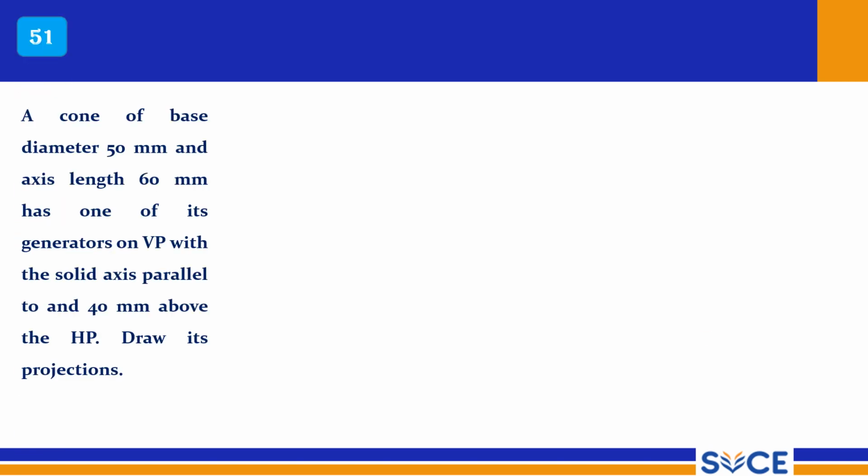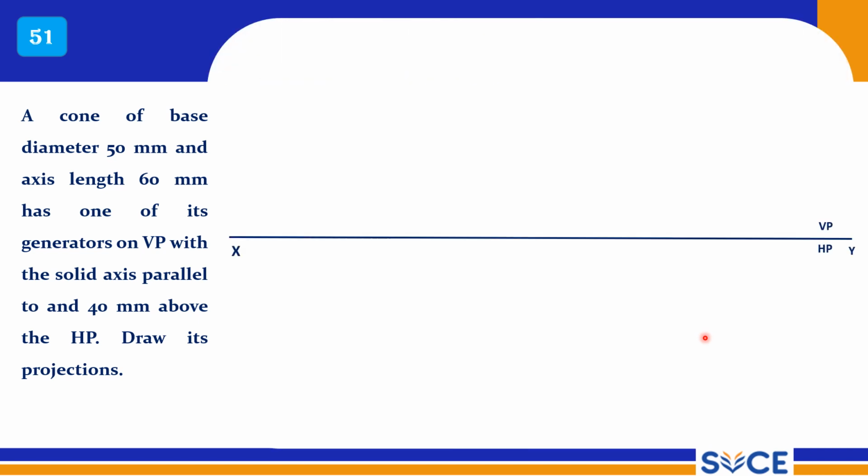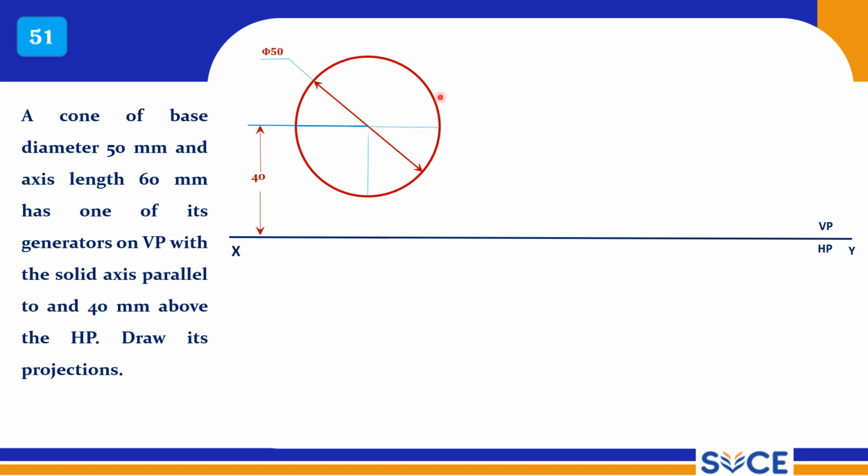A cone. It is a cone of base diameter 50 mm and axis length 60 mm, has one of its generators on VP with its axis parallel to and 40 mm above the HP. Draw its projections. So here it is resting on one of its generators on VP. It means that it is a corner, right? It is a corner, so it is a point. On this point it is going to rest.